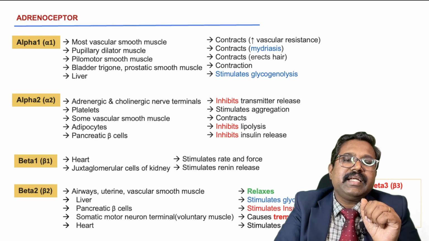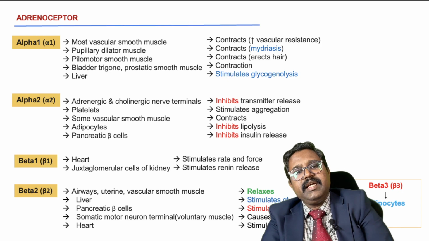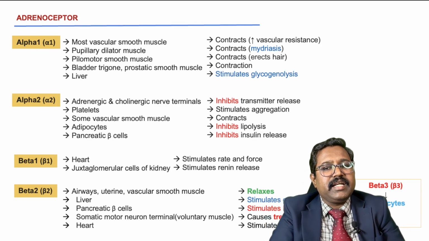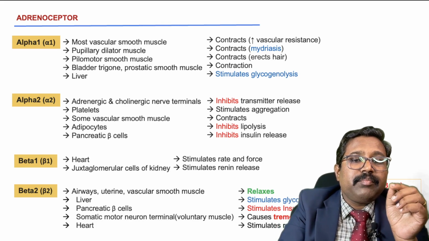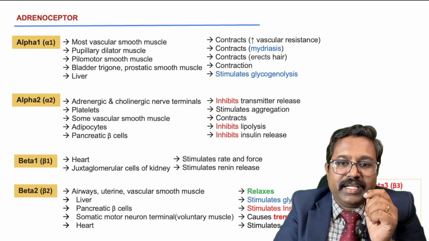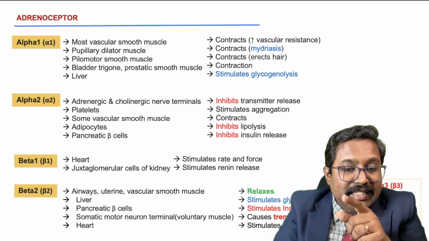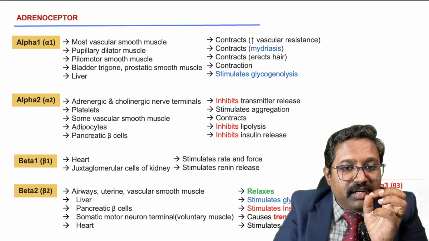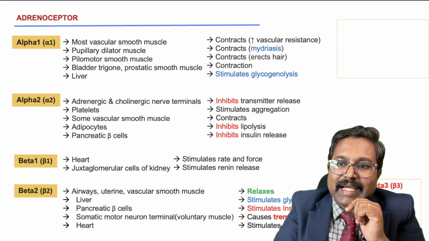Next, coming to the beta 3. Beta 3 is present in the adipocytes, which are responsible for stimulation of the lipolytic activity. They stimulate the lipolytic activity, whereas alpha 2 is going to inhibit the lipolytic activity. Beta 3 activation, which are predominantly found in the adipose tissue, will cause stimulation of the lipolytic activity.